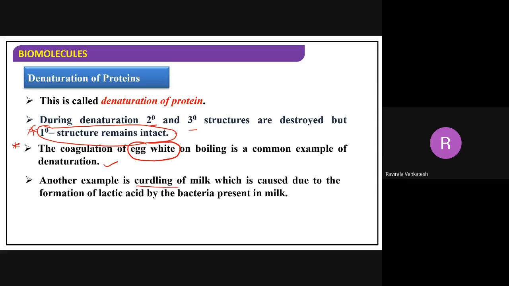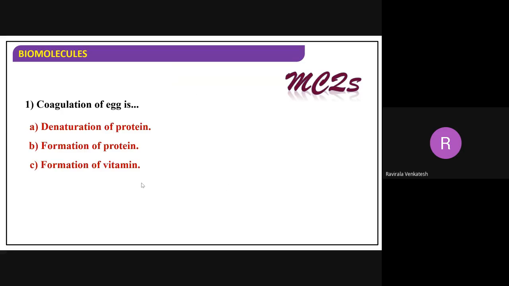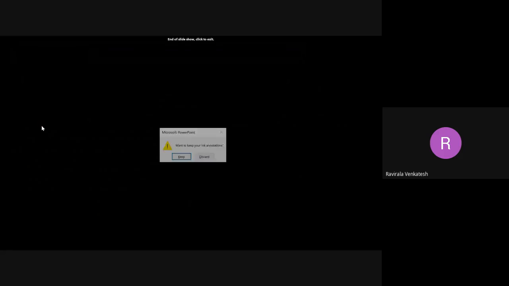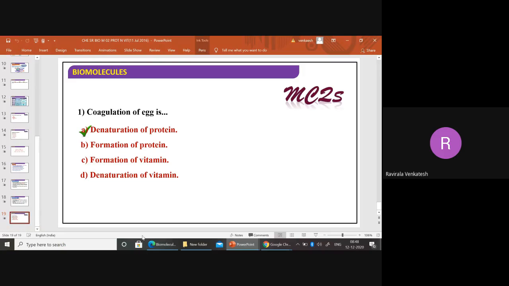Another example is making curd from milk, by adding a little bit of lactobacillus or lactic acid, something we can call. From the curd we just add that. So already I think you know coagulation of egg is what type of process? Denaturation of the protein actually. This is about proteins. I will again explain in the textbook also.